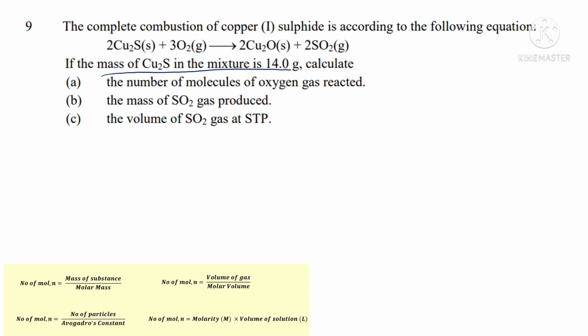Question number 9c is also a 3-step question because we are given the mass of copper sulfide, 14 gram, and then asked for the volume of sulfur dioxide gas. So given A, copper sulfide, ask for B, sulfur dioxide. Therefore, 3 steps to solve this question.